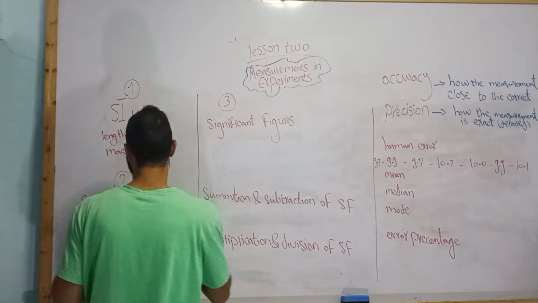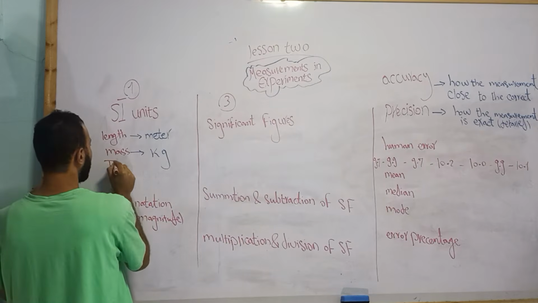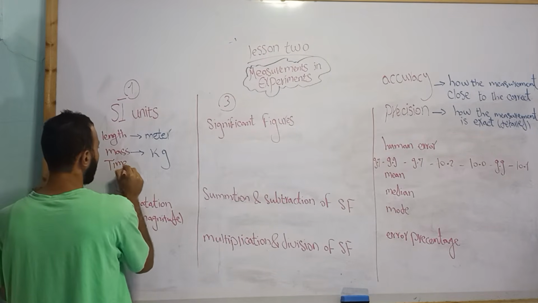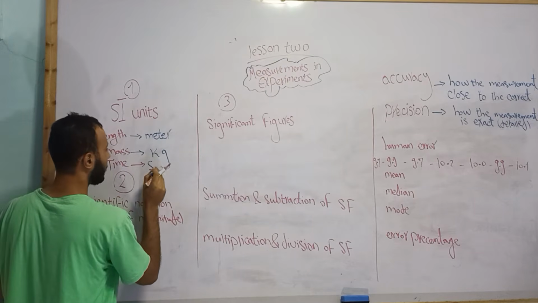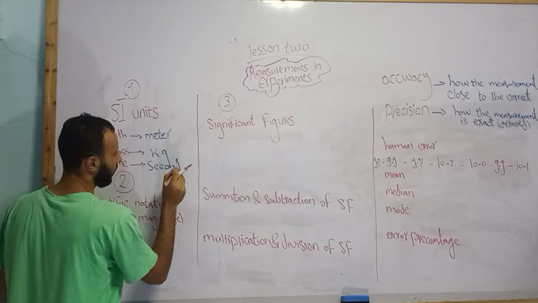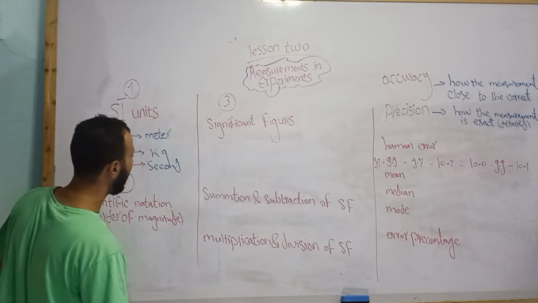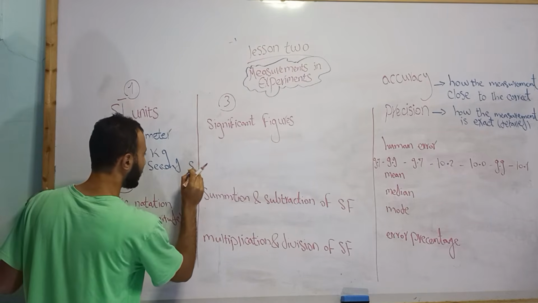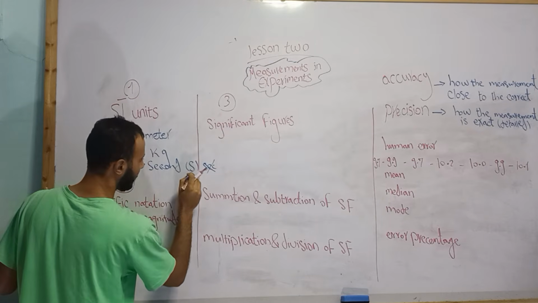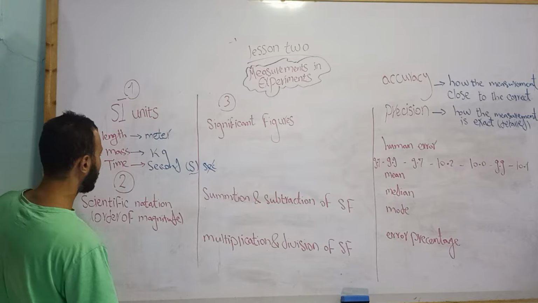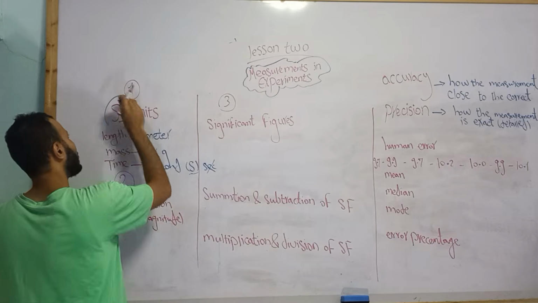And the last one is for time. Okay, they agreed to use the second. And you have to know also that the abbreviation of second is only s, not sec. s, okay?